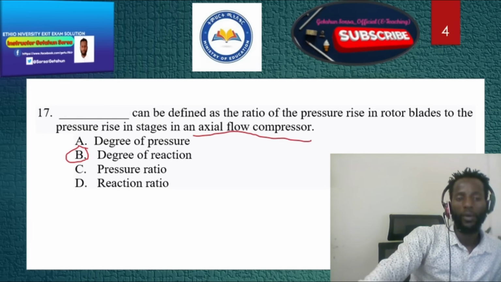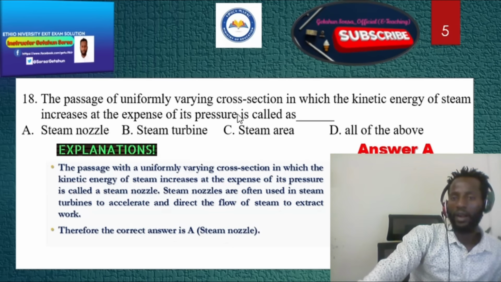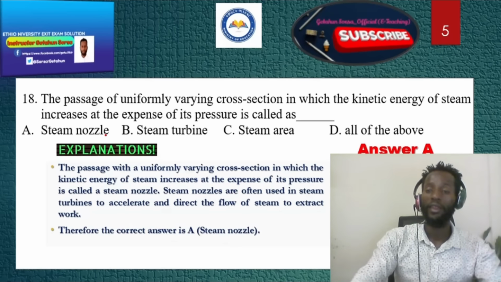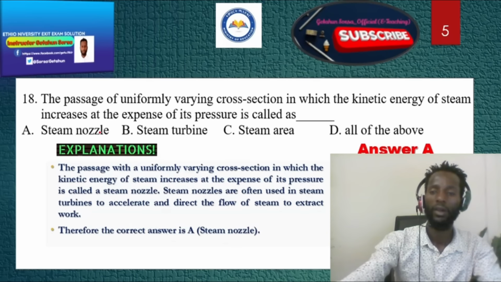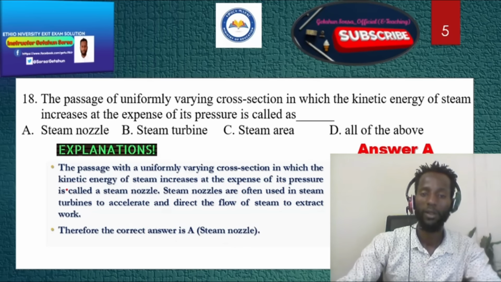Okay, let's go to the next question. The passage of uniformly varying cross section in which the kinetic energy of steam increases at the expense of its pressure is called: A, steam nozzle, B, steam turbine, C, steam area, and D, all of the above. Okay, so let us see the explanation for this part.